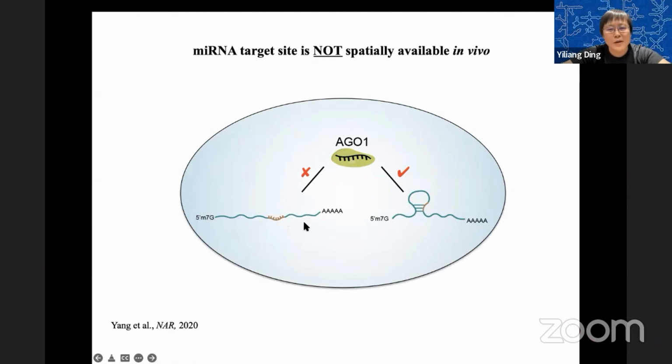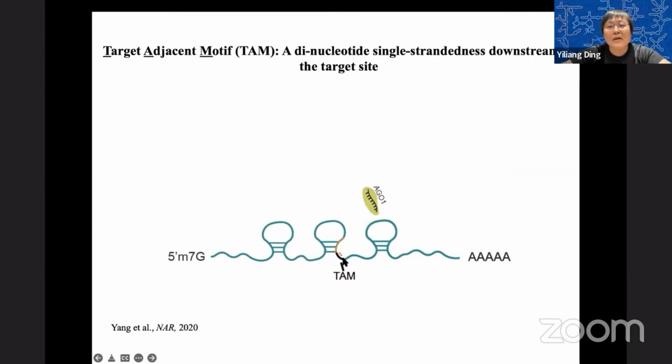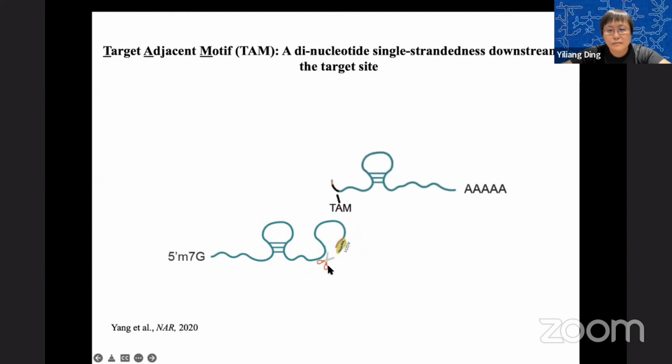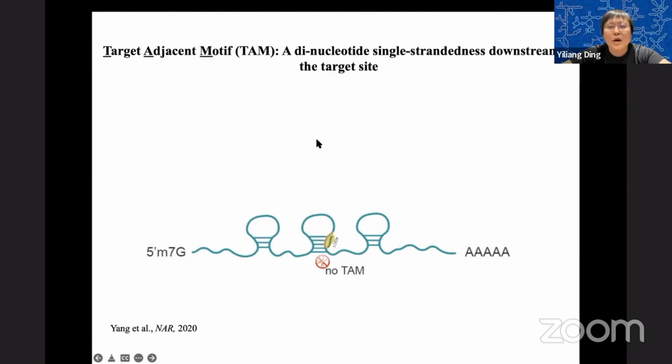It's not spatially available to the microRNA, which is quite understandable because if a 21 nucleotide site is completely single-stranded, then you would think other endonucleases will cleave it unspecifically. So the first thing we found is that the target site does fold into a certain structure. The other feature we find is the 2 nucleotides downstream of the target site. If they are single-stranded, then organelle protein can actually cleave the messenger RNA out. If they are double-stranded, then organelle protein couldn't cleave this RNA. We call this 2 nucleotide single-strandedness downstream of the target site the target adjacent motif, which we call TAM.